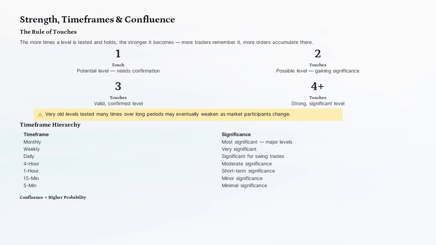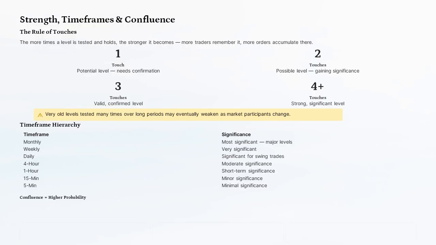Imagine you have a horizontal support level from 3 previous bounces. At the same price, you have the 200-period moving average. And it's also a round number, like 1.2000. And it aligns with a Fibonacci retracement level. And there's a trend line coming in at the same price. That's confluence. That's a high probability level.